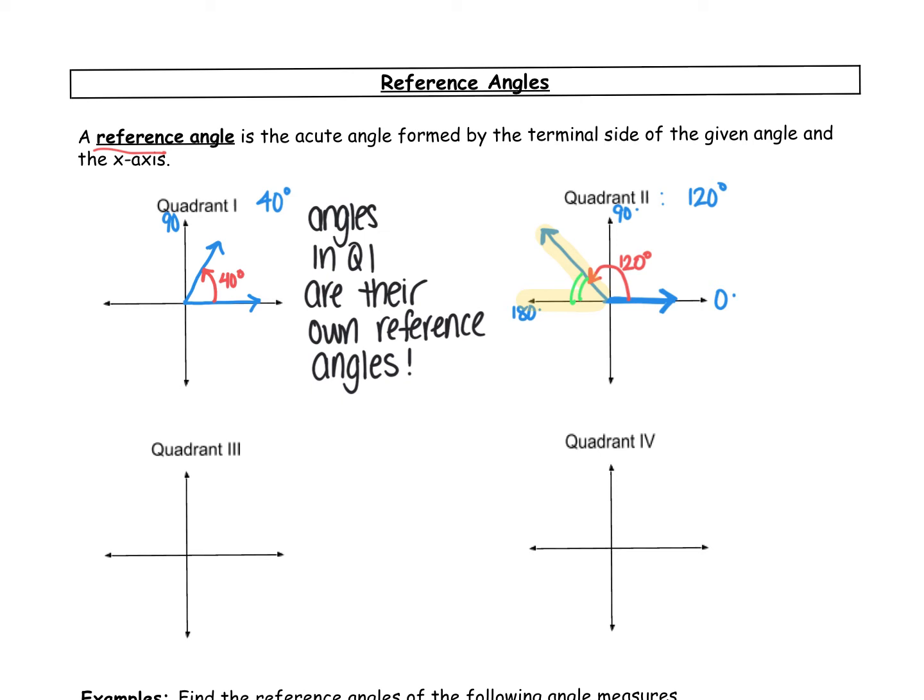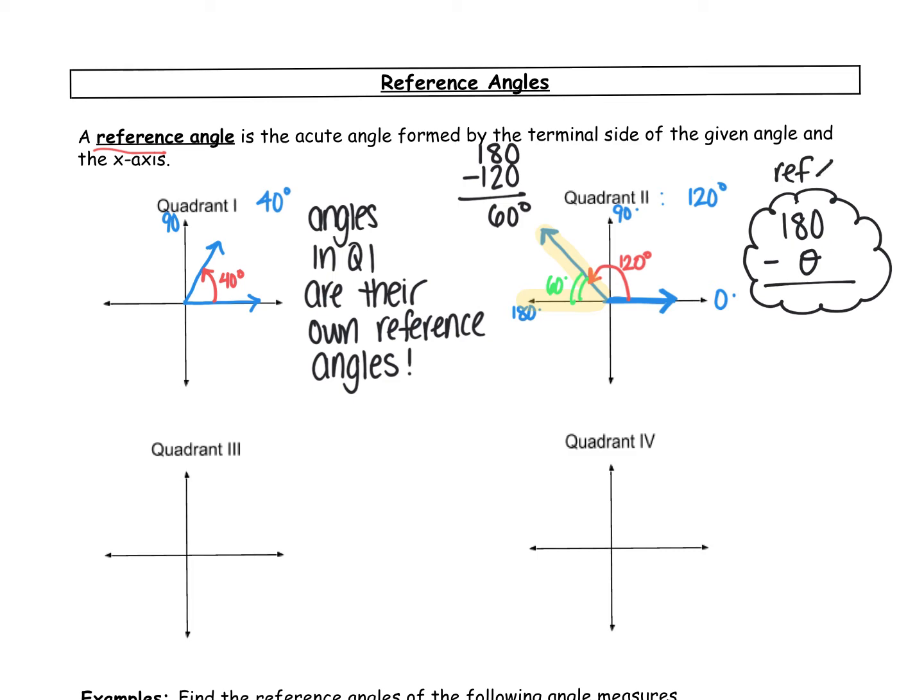And the way that you can calculate that is, if I'm going from here to here is 120, think about it: how many more degrees do you need to get to 180? So 120 plus what gives me 180 is 60. So here's my reference angle, right? And the way that you'll always be able to calculate that is just do 180 minus the angle. We'll call theta the angle. So in this case, it was 120 and 180. So 180 minus the angle gives me 60. So this is how you find a reference angle in quadrant 2.